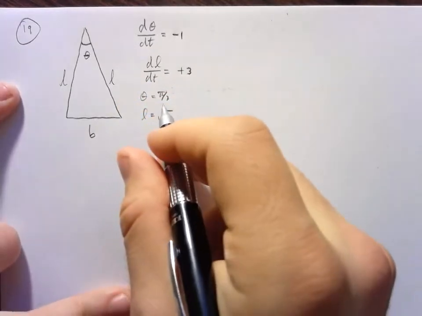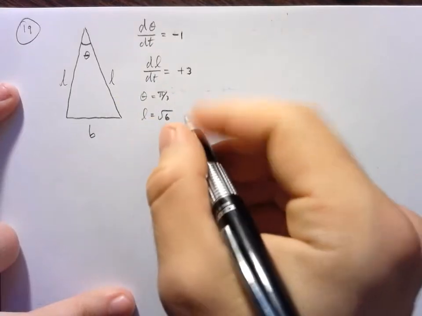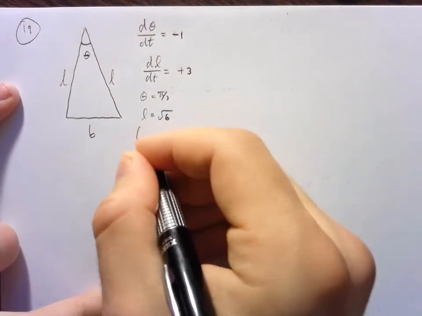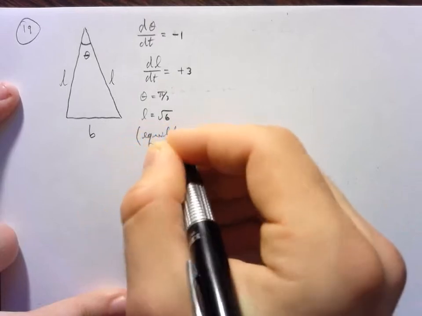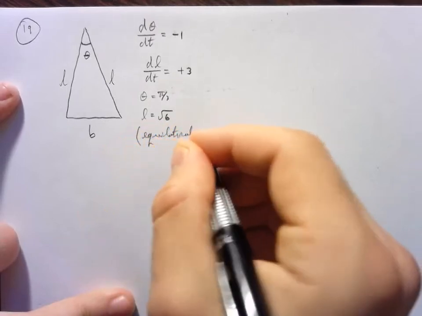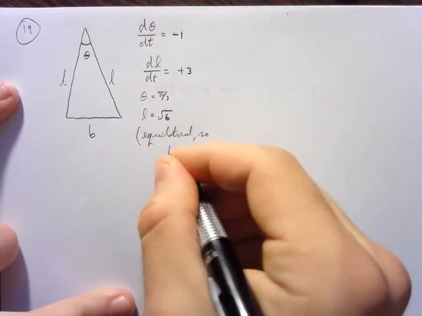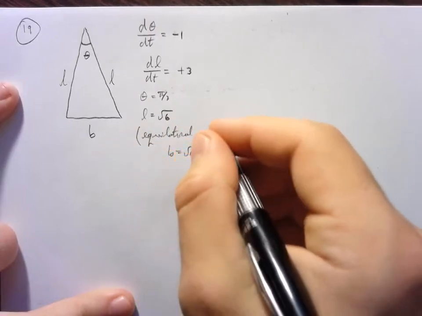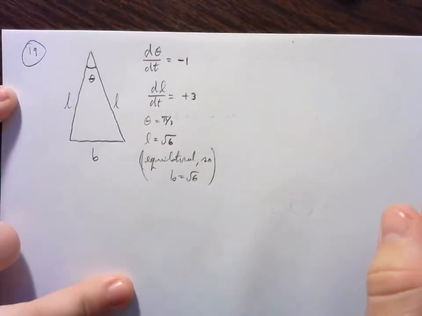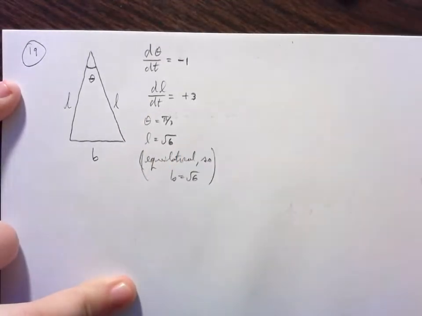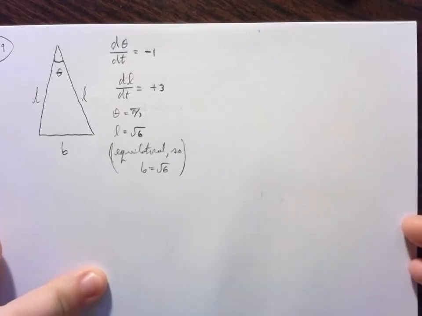Okay, so notice if theta is pi over 3 and L is √6, that means we have an equilateral triangle at that moment in time. So that means B is also √6, and that's going to help us save a little bit of time later on, because we will also need the value of B. Okay, so how do we go about solving this problem?